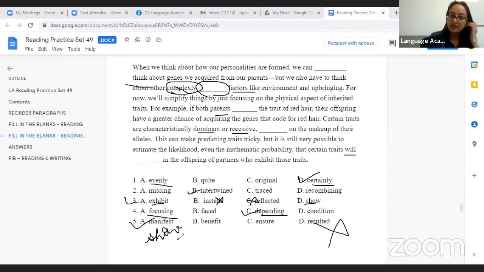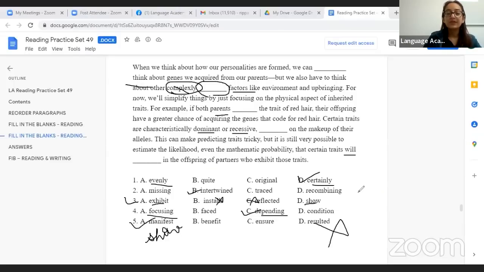So these are the right answer because traits cannot benefit in the human being, offspring would be child. Traits cannot ensure in the offspring, so traits can show in the offspring. So we can see them in the child.